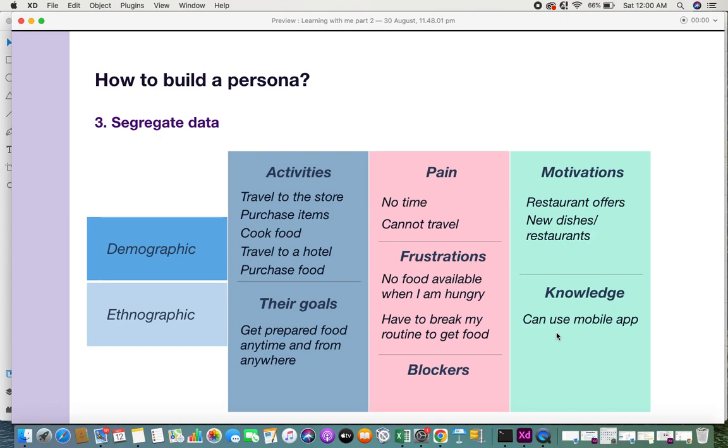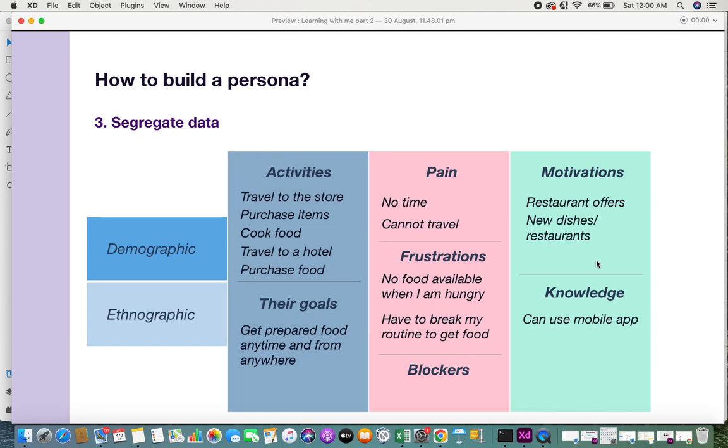So if I was to collect all this data, I would understand that there are different activities of users, different pains of users, different frustrations, motivations, goals, etc. But when you try to understand the similarities, you can then categorize these activities, goals, pains, frustrations, blockers, knowledge, and motivations. You can categorize them based on similarity.